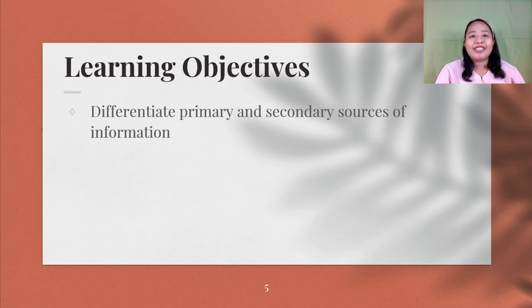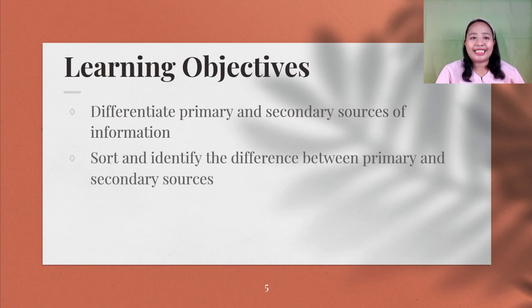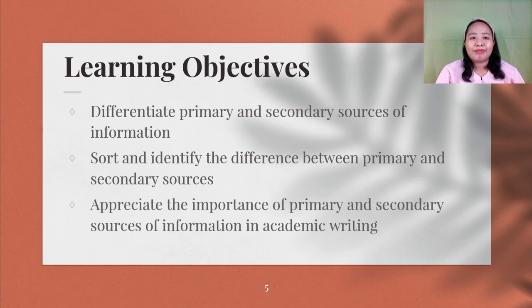First, differentiate primary and secondary sources of information. Second, sort and identify the difference between primary and secondary sources. And lastly, appreciate the importance of primary and secondary sources of information in academic writing.